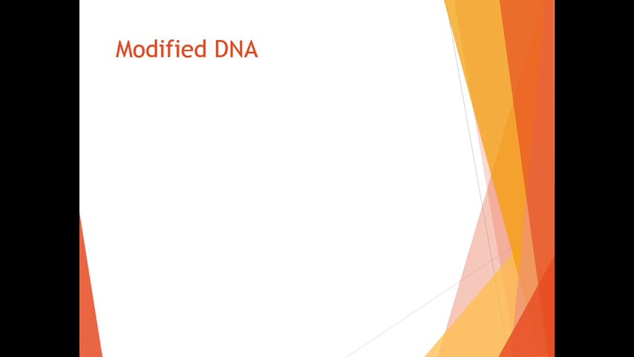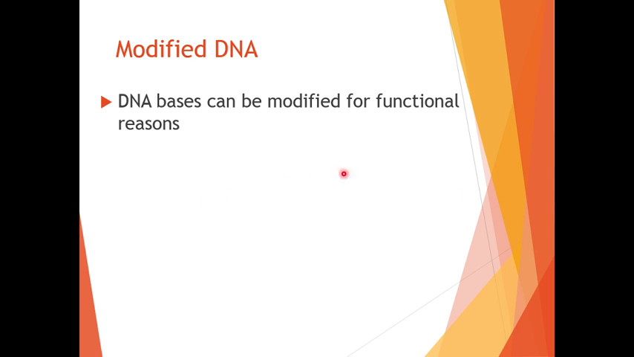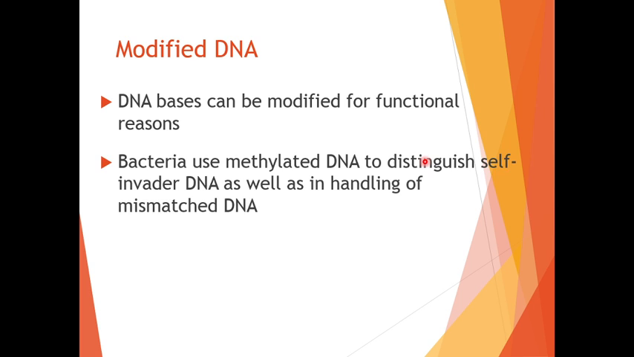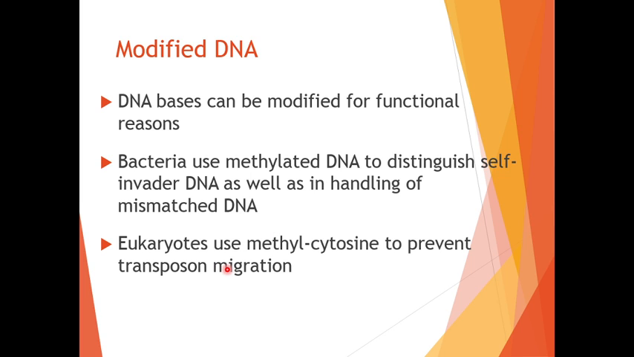In contrast to mutated DNA, there are some modified DNA that is physiologically relevant. DNA bases can be modified for functional reasons. Bacteria, for example, use methylated DNA to distinguish itself from invader. Now, the invaders can be DNA that can get into bacteria, as well as in handling of mismatched DNA. Eukaryotes, on the other hand, use methylcytosine to prevent transposon migration.